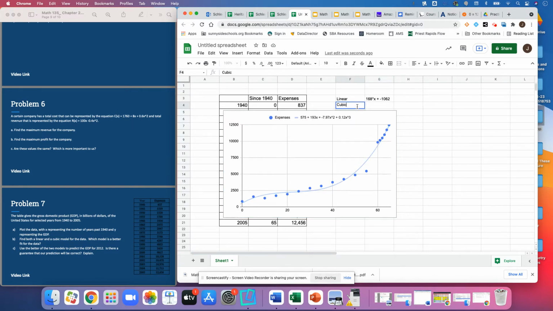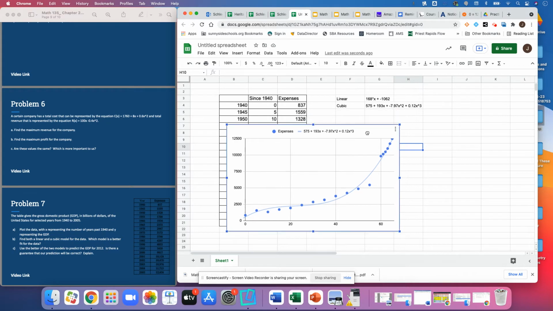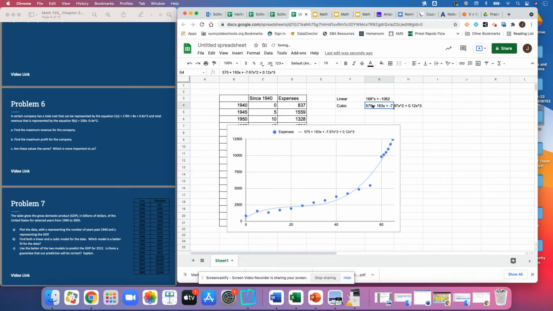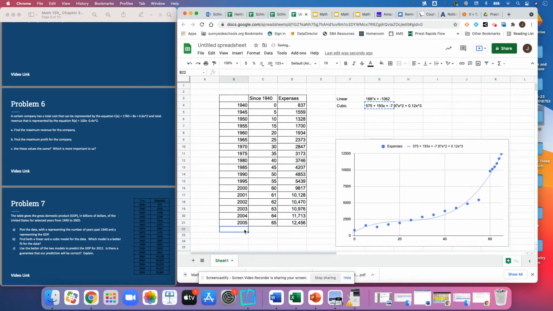And so here's our cubic model. I believe that the cubic model is much better than the linear model. It seems to fit the data a lot better. And so we're going to use the cubic model to predict the gross domestic product for 2012. And then is there a guarantee that that will be really what happens? And so for 2012, we need to recognize that 2012 is how many years past 1940? 72. So our x value for this equation is going to be 72.